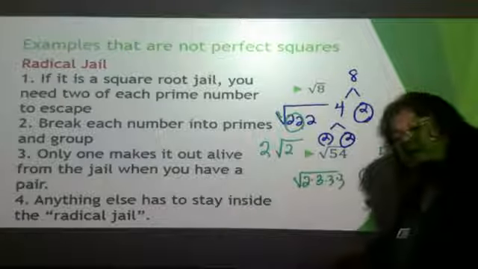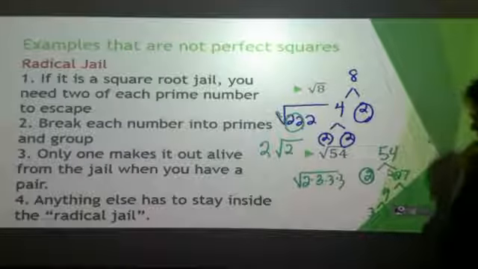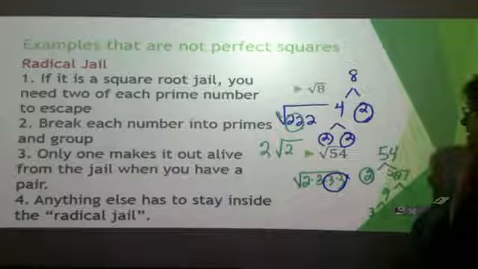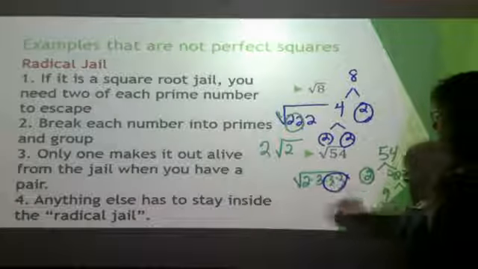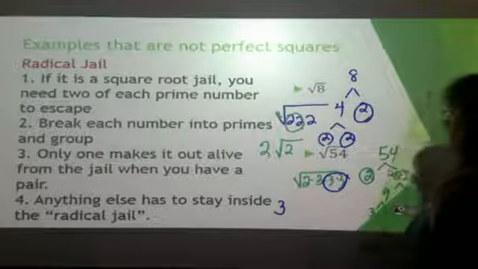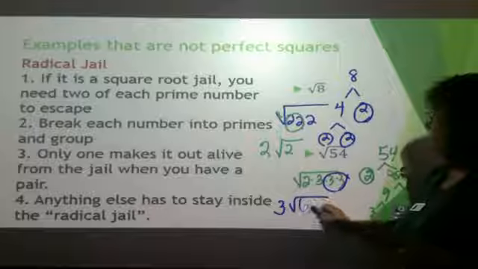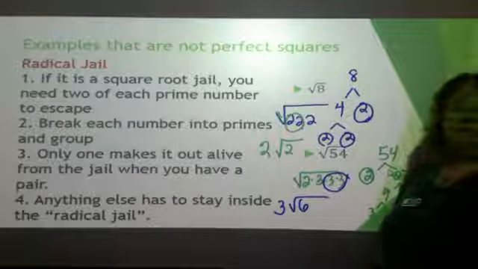Now we look inside our square root jail. We're looking for pairs. I see a pair right here. That's the only pair I see. So these guys work it out. One climbs the wall, the other one dies. And then we've got 2 times 3, so it leaves us a 6 that's left on the inside.